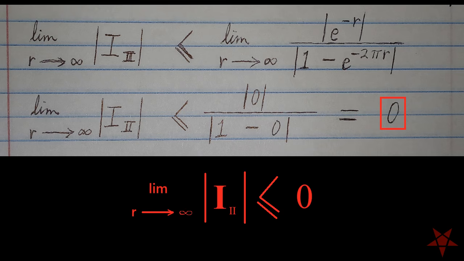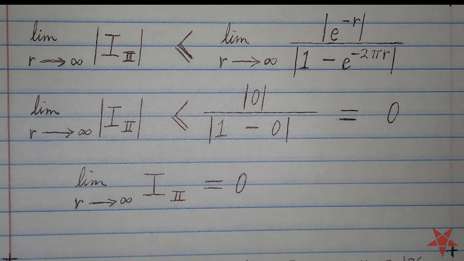Since an absolute value cannot have a negative value, we are free to change the inequality to that of an equal sign. And since an absolute value can only equal 0 when its argument is 0, we are free to remove the absolute value signs around capital I sub Roman numeral 2. Thus, the limit of capital I sub Roman numeral 2 as little r approaches infinity is 0.